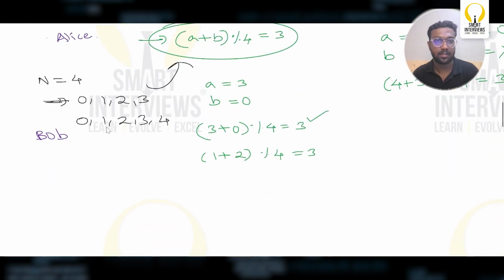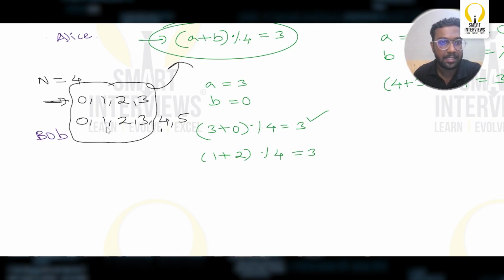Let's take n equal to 6. If you take n equal to 6, let's say this cancels out. If this cancels out, Alice picks this and Bob picks this, right? Bob doesn't have anything but to pick 5. So 4 plus 5, which is 9. 9 mod 4 is 1, right? 9 mod 4 is 1. Hence, Bob loses.